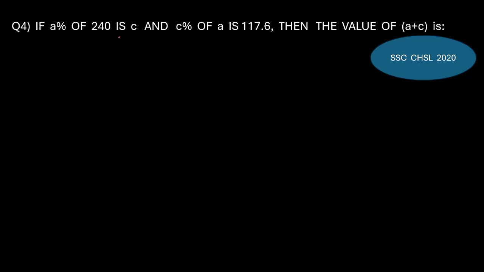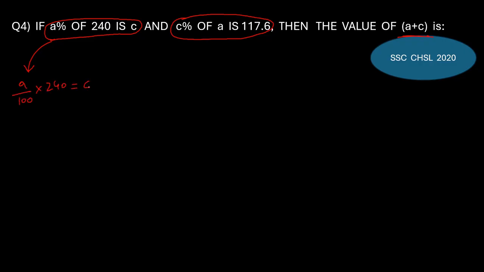We have another question from CHSL. A% of 240 is C and C% of A is 117.6. Find the value of A plus C. A% of 240 means A by 100 into 240, and this is equal to C. C% of A means C by 100 into A, and this is equal to 117.6. And we are asked to find the value of A plus C.